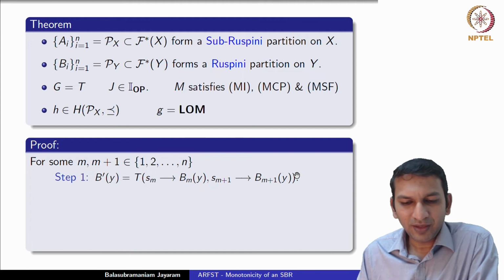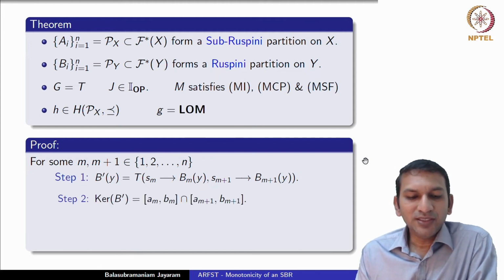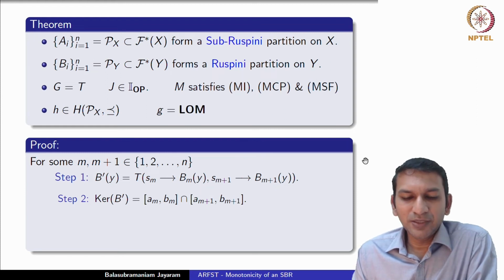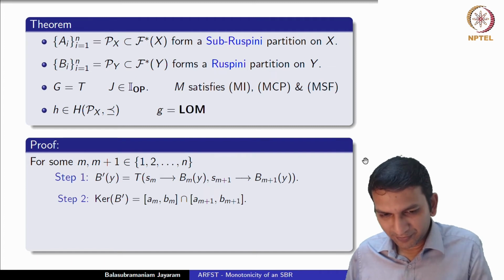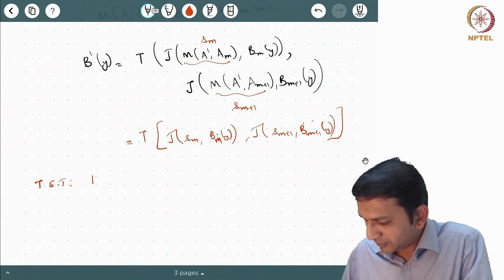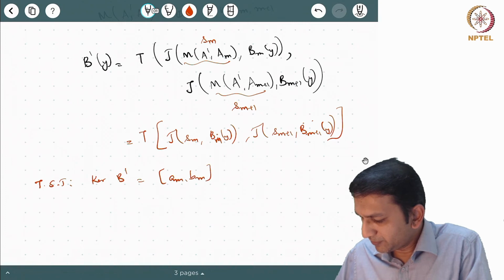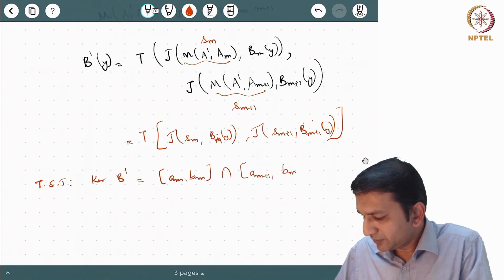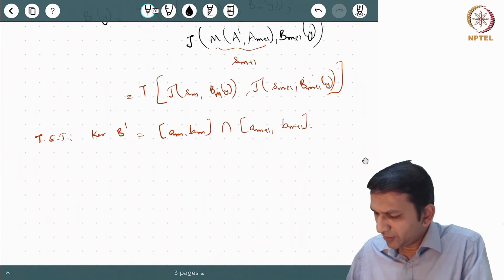So this is what we have here in terms of J, which is an implication written in terms of the arrow. Now, the next step is to find the kernel. So does this B dash have a kernel? Is this B dash normal? Once again, let's work this out. We show that the kernel of B dash is in fact non-empty, that there exist some values Am, Bm, Am plus 1, Bm plus 1 such that this happens. This is what we need to show.